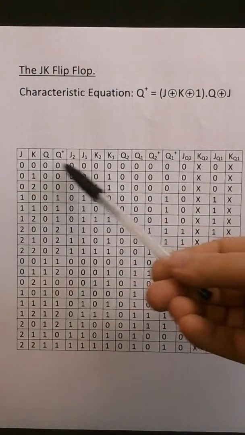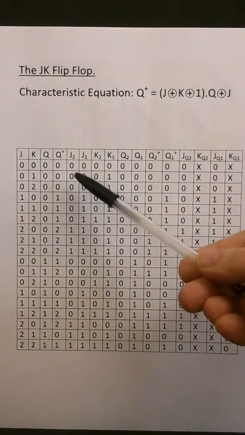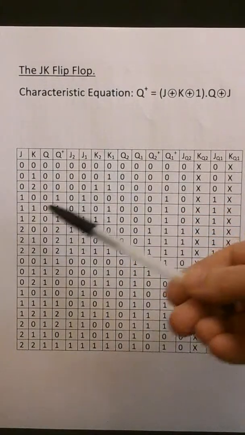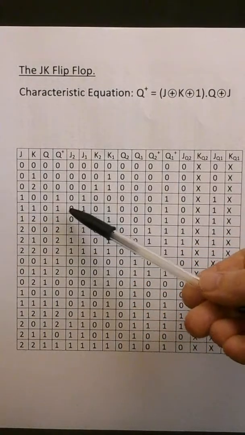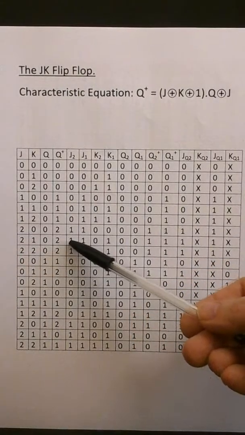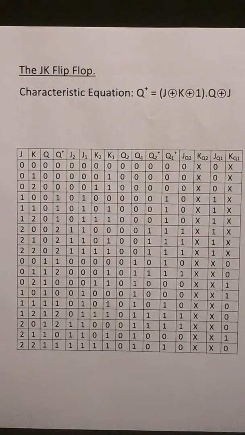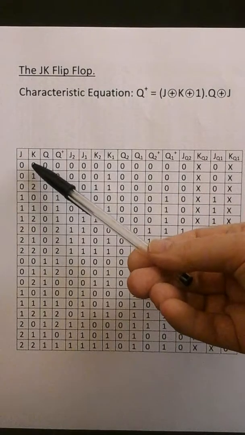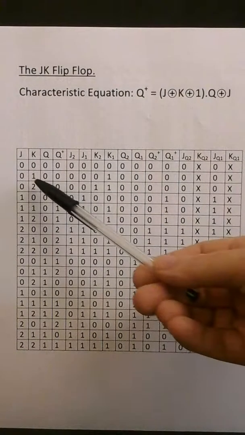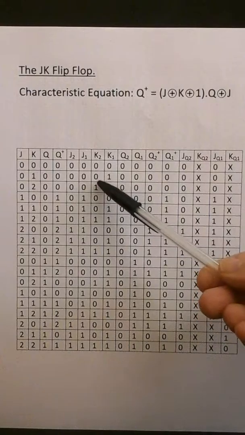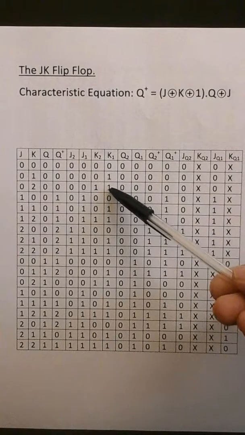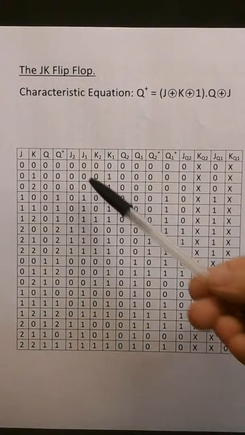Okay, so J2 and J1 are the binary codings for J, and they follow the coding: if J is a 0, J2 is a 0, J1 is a 0; if J is a 1, J2 is a 0, J1 is a 1; J is a 2, J2 is a 1 and J1 is a 1. Similar for K. So, K is a 0, K2 is a 0, K1 is a 0; K is a 1, K2 is 0, K1 is 1; K is a 2, K2 is a 1, and K1 is a 1. Same coding for Q plus.